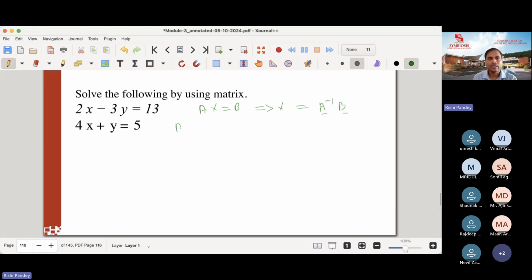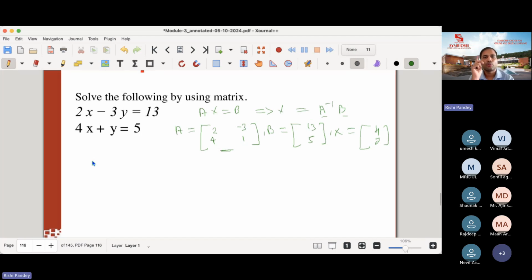What is A here? A is the coefficient of x and y. What is the coefficient of x here? 2, 4 and minus 3, 1. If nothing is there, we'll take a 1. What is B? B is the right side value, 13 and 5. And what is x? X is the variable. So what do you do to find out the A inverse? Clear? You got my point? How to write A? Coefficients of the variables. And B is the right side value. And X is the variable, x y. Any doubt till here?